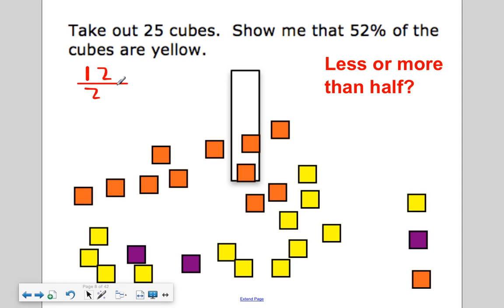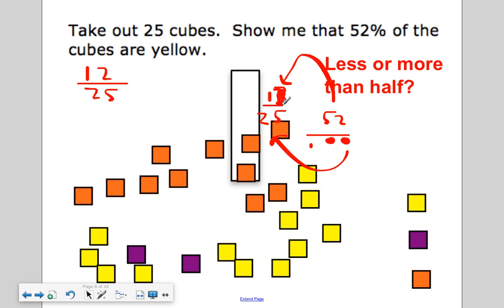You know what? I'm going to look at the percent more closely. 52% means 52 per 100. Could I simplify that by 4? If I do so by 4, that would be 13 over 25. So 52% is really 13/25. So 13 out of 25 would be yellow.